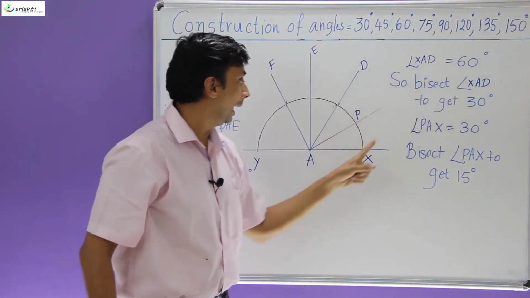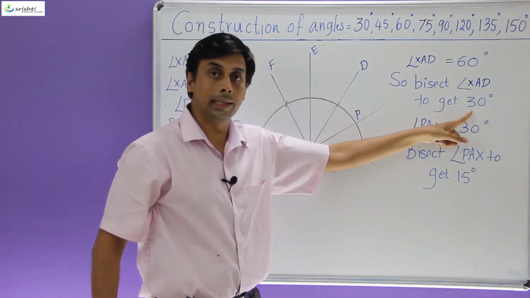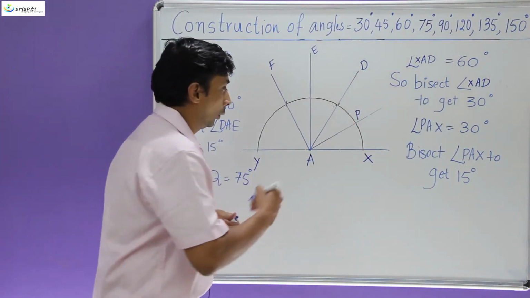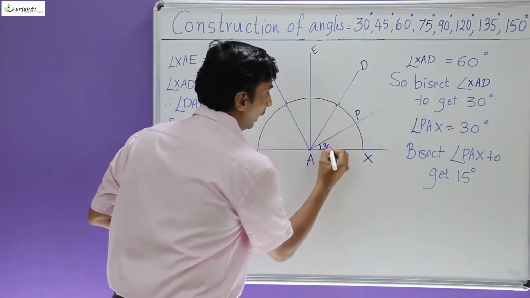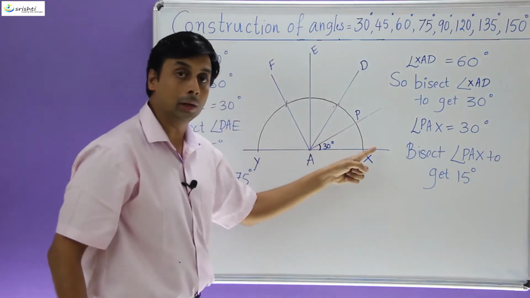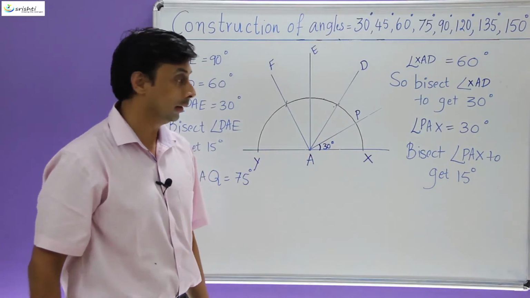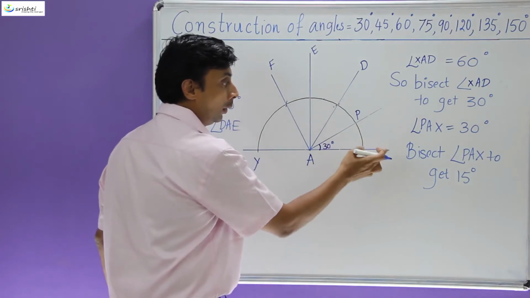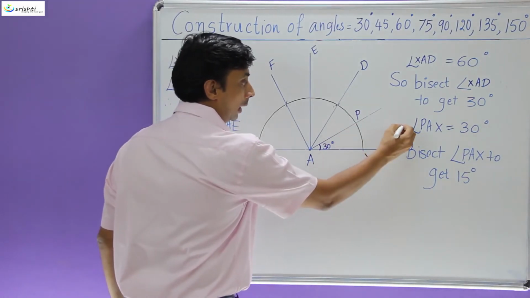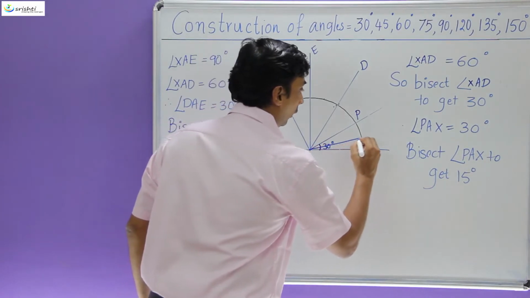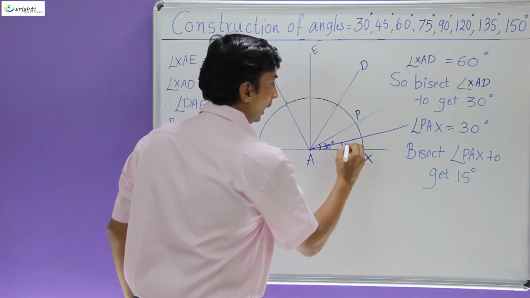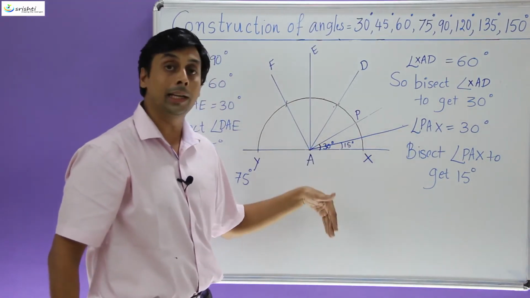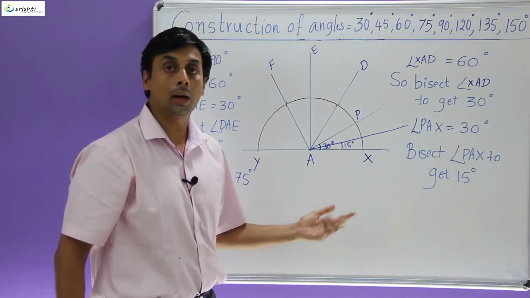Now if you bisect angle XAD, we saw that we get a 30-degree angle. So angle PAX is 30 degrees. Now if you bisect this particular angle, you are going to get 15 degrees. So if you bisect angle PAX, keep your rounders on X and P with the same measurement, cut out arcs, and you should get the arc somewhere over here. Join it with the vertex A and you will get a 15-degree angle. So this is how you can construct a 15-degree angle. On top of it, if you bisect 15 degrees, you can even go down to 7.5 degrees.